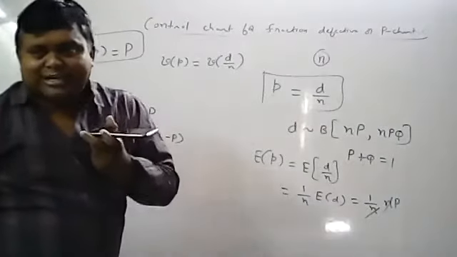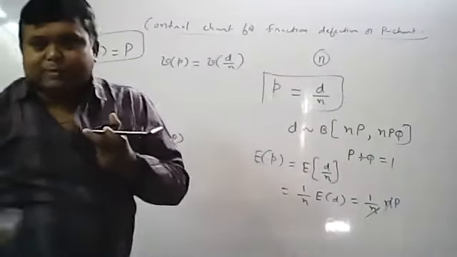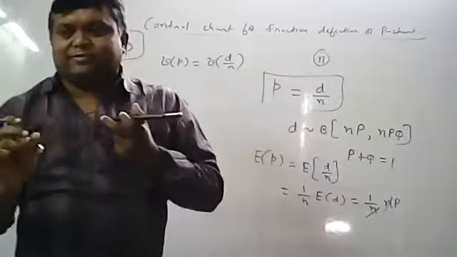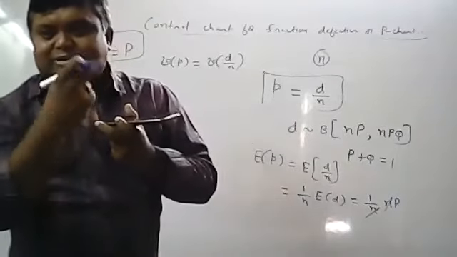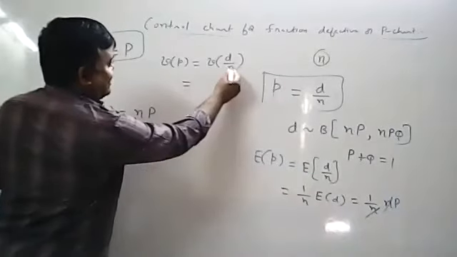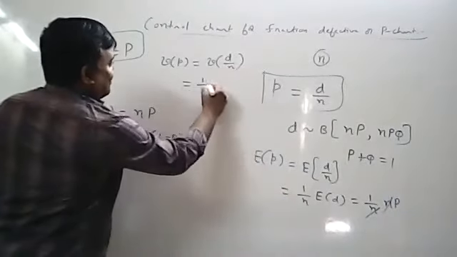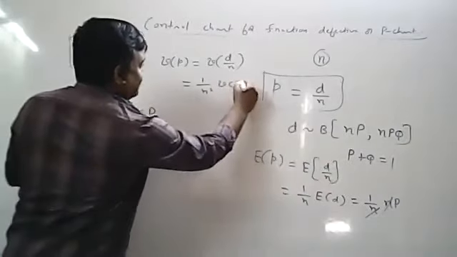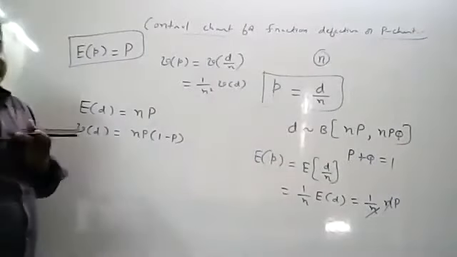In the first semester you have learned one theorem. Expectation of aX equals a into expectation of X. But variance of aX equals a square into variance of X. So a square is the constant, 1 by n. So what will you get? 1 by n square into variance of d.